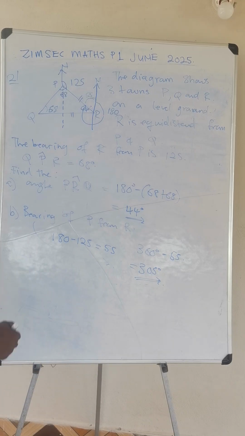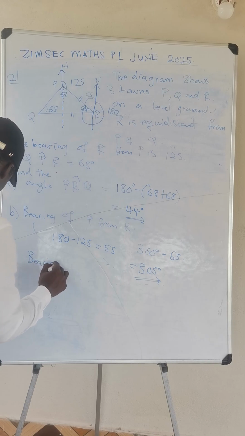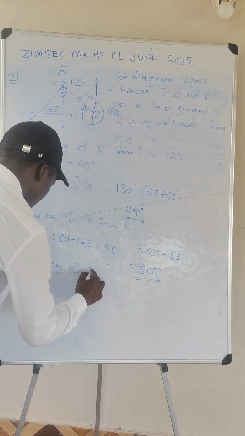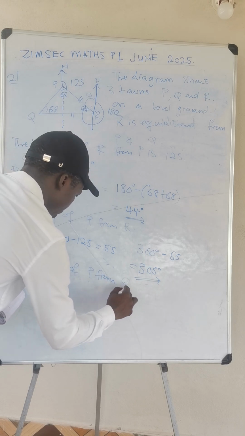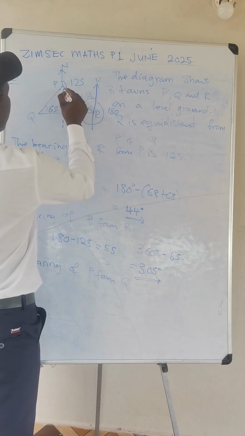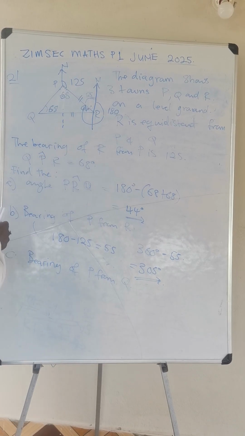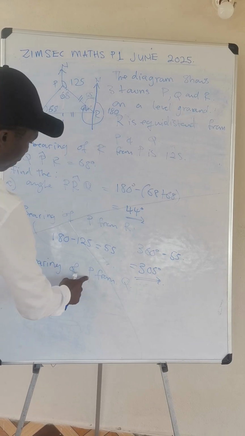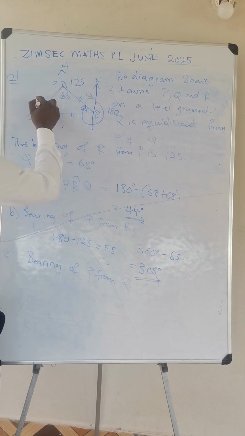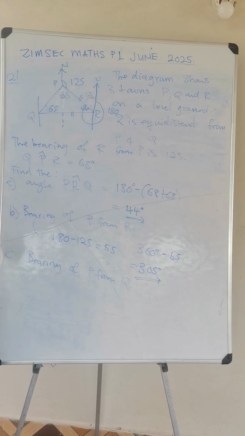Okay, so let's move to the next part, which is part C. Part C says the bearing of P from Q. I just want to show you the simplest trick. Let's make it clear. It's 68 degrees here. So we want to know the bearing of P from Q. So here we have to again place our compass at Q. From Q, it means it's here. So we want which angle? This one.